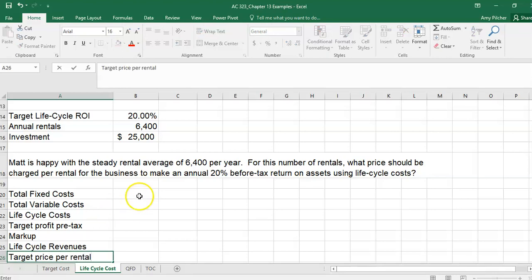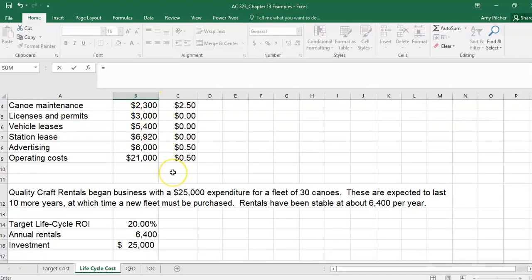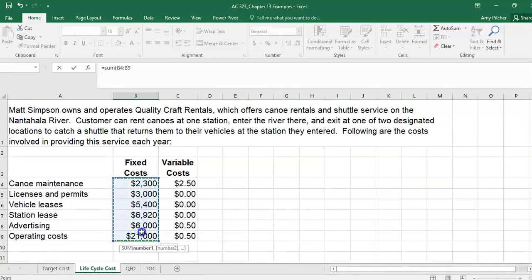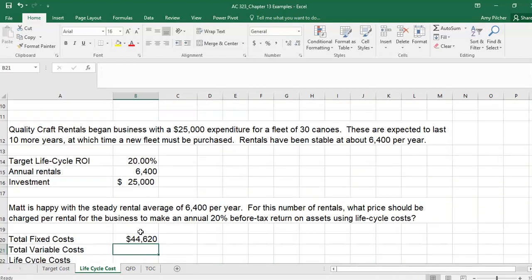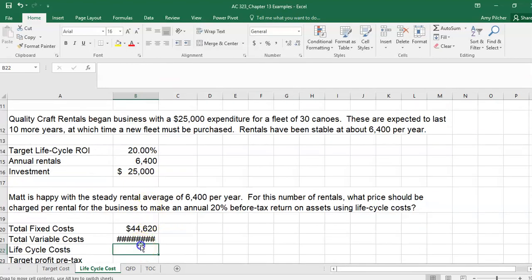So first, what are our total fixed costs? We have a selection here of all of our fixed costs. We're going to add them all up. And we have total fixed costs. Now for our total variable costs, we want to add up all of our total variable costs and then take that amount times the 6,400 rentals we have every year to get our total variable costs.